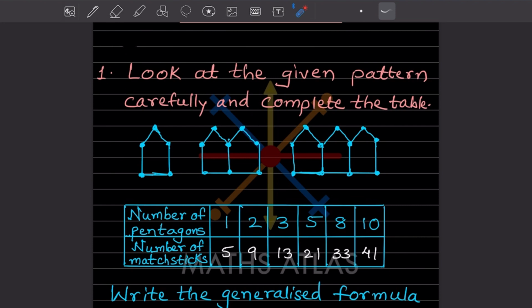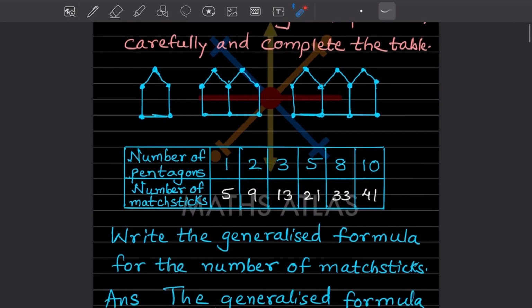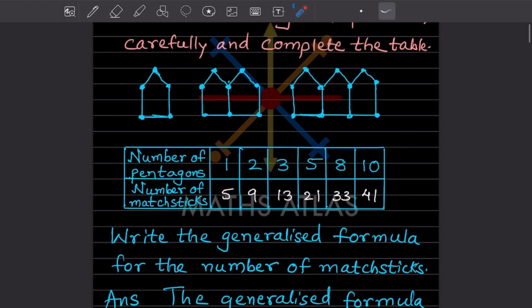When the number of pentagons is 1, we have 5, and the difference should be 4. Directly we can also write the difference for 3, but this is for 5 pentagons. So we have to think of one formula, isn't it? We cannot keep on drawing 5 pentagons and then 8 and 10. So we'll think of some formula.